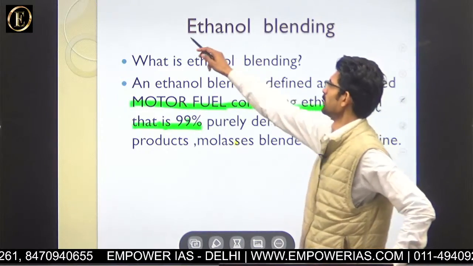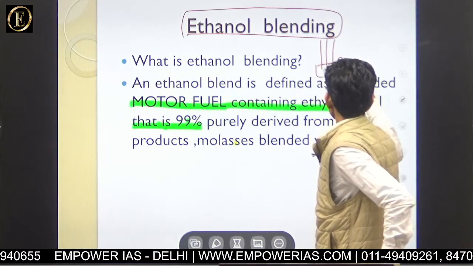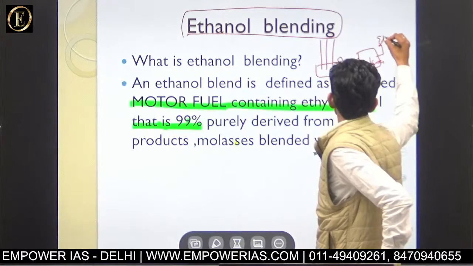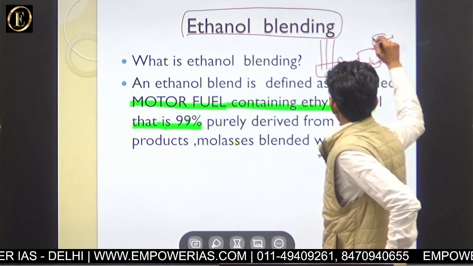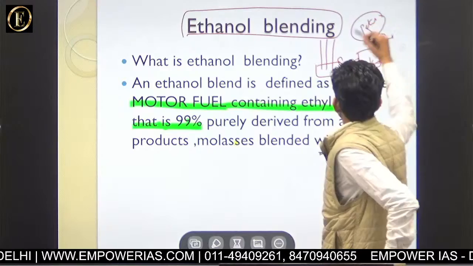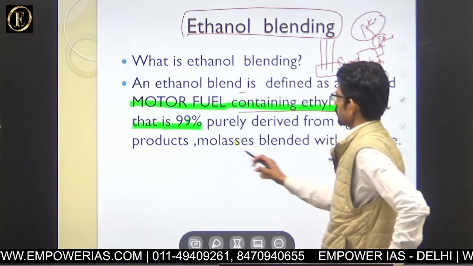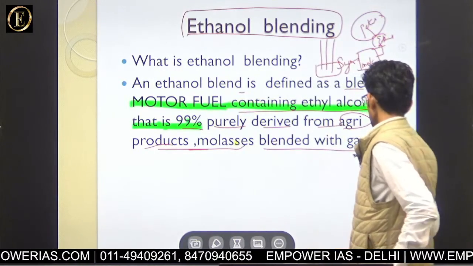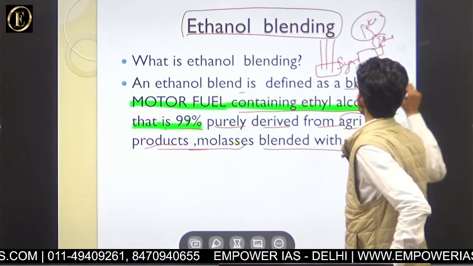Then what is ethanol blending? So we see that we have sugar cane. Sugar cane से हम क्या निकालते हैं friends? Sugar cane goes to molasses and molasses into ethanol. Now this ethanol is mixed with the petrol. So ethanol blending is a process of blending motor fuel containing ethyl alcohol that is 99% purely derived from agri products, molasses, blended with gasoline, तो उसको गैसोलीन के साथ ब्लेंड किया जाना, मिक्स करना, this process is called ethanol blending.